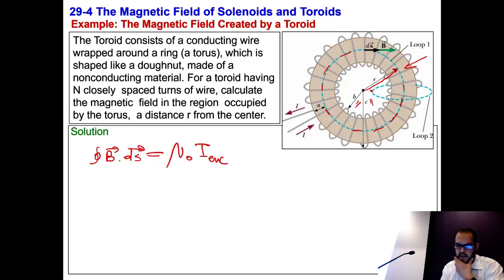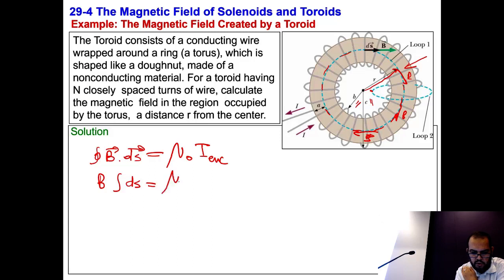From the symmetry of the situation, we can see that B and ds, at any point, are parallel to each other. If we plot the B here, B here, B here, and so on, they are always parallel or anti-parallel to the element ds. So we can simplify the dot product, because cosine of theta is 1 in this case, since the angle theta is 0. So this becomes B times the integral of ds, equal to mu 0 I enclosed. Let's determine I enclosed.